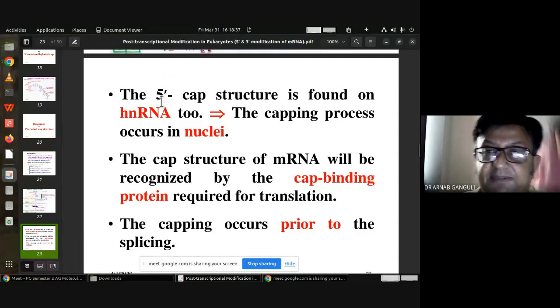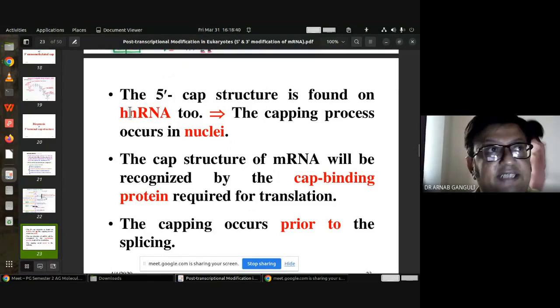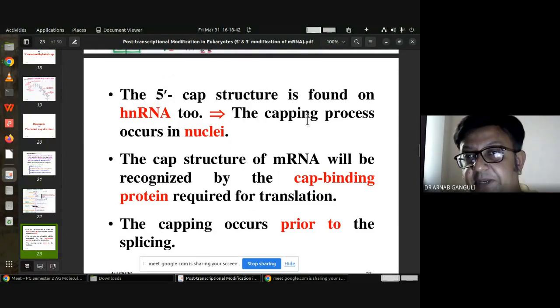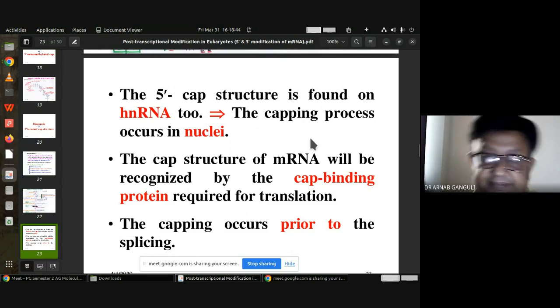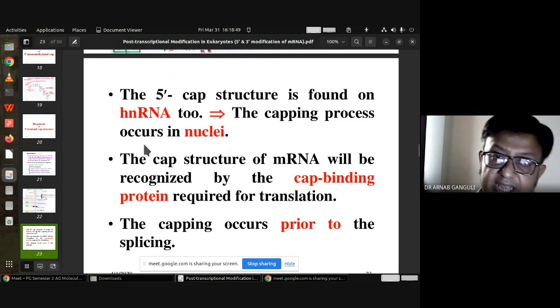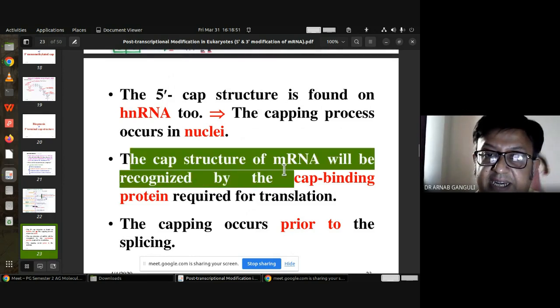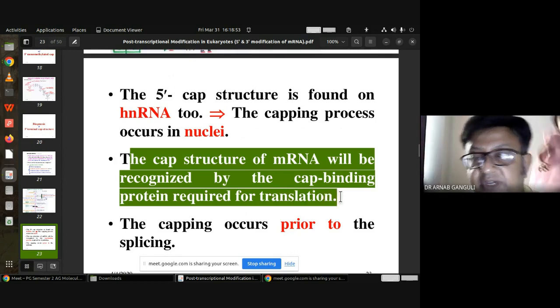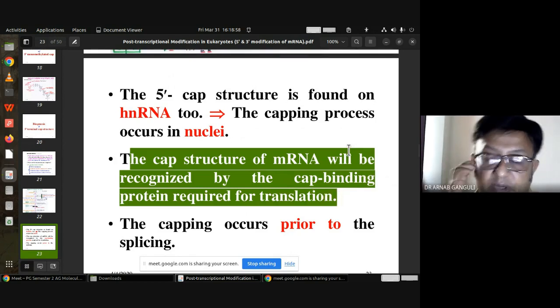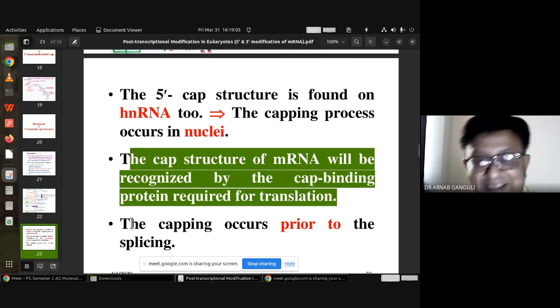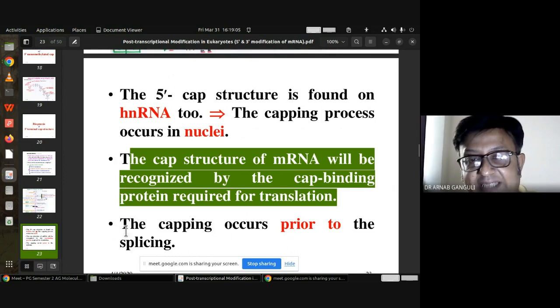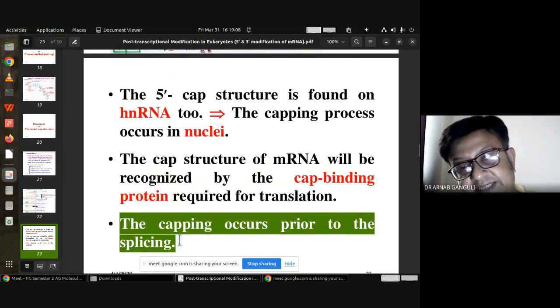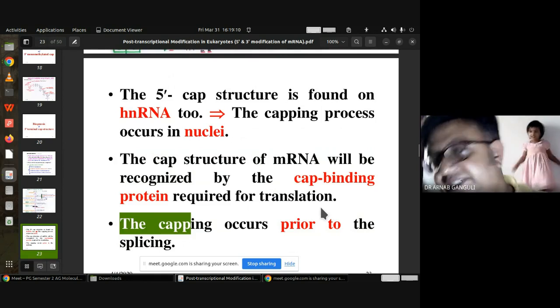The 5 prime cap structure is found on hnRNA. The capping process occurs in the nuclei. All the capping takes place in the nuclei. The cap structure of mRNA will be recognized by the cap binding protein required for translation. So there is a cap binding protein during translation in the ribosome, and the capping occurs prior to splicing. Before splicing takes place, this capping occurs. These are the small questions they will ask.